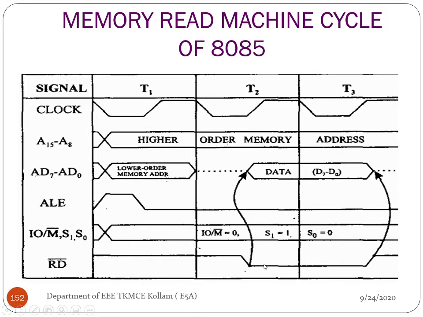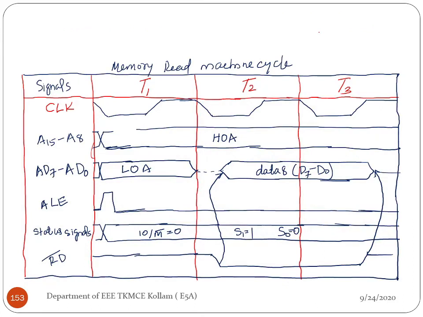Then whenever the RD bar signal goes high during the third clock cycle, the data which is now available in the AD bus is transferred to the specified register inside the MPU. So in this way you can draw the memory read machine cycle timing diagram.